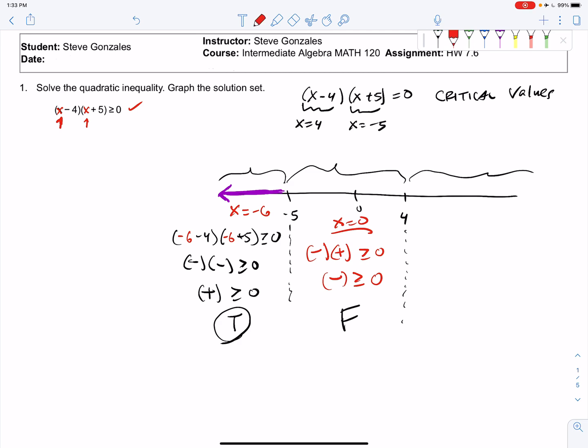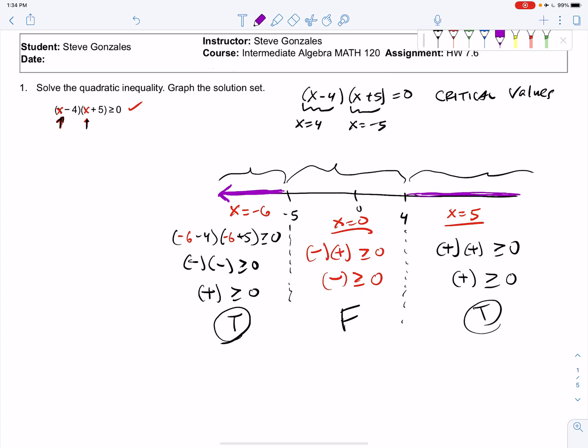So then we take a look at our final region here. x equals 5, right? Something to the right of 4. Once again, plugging that back into our original inequality. If you put in a 5 for x, 5 minus 4, well, that's going to be positive. And if you put in 5 plus 5, that's going to be positive. Compare that to 0. A positive times a positive is a positive, greater than or equal to 0, and that's true. So that region needs to be shaded also, indicating that all values in this region will make that inequality true.